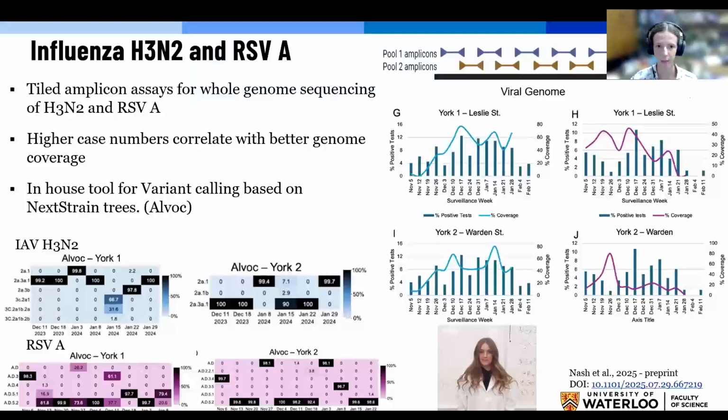This type of assay can be developed for other targets with whole genome sequences available, and many have been published. The alvoc tool can be adjusted for any target with a Nextstrain tree, which can also be made by researchers, so this gives us great flexibility for future targets of interest. Next slide, please.